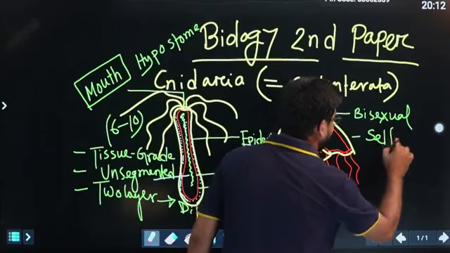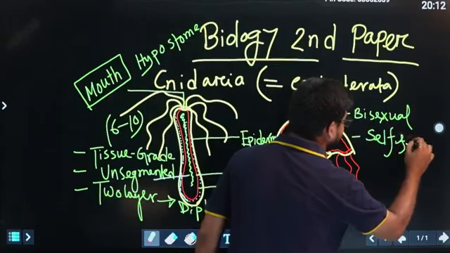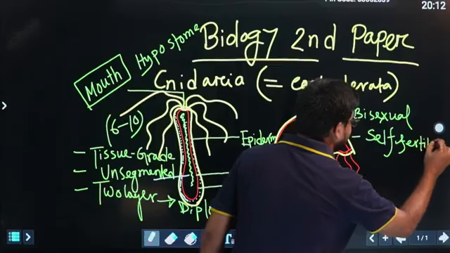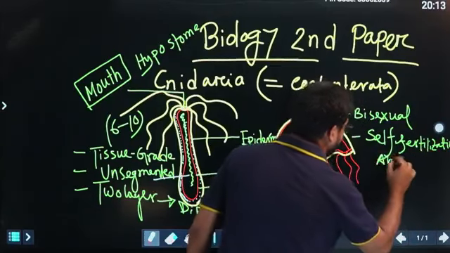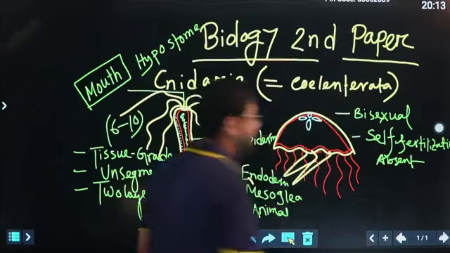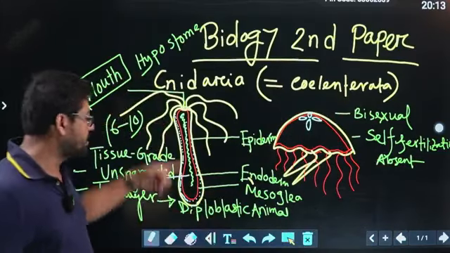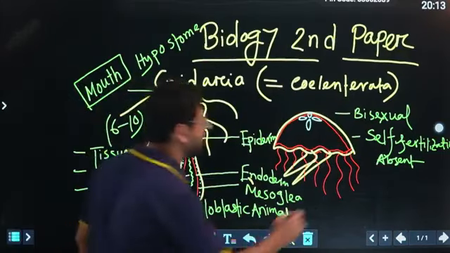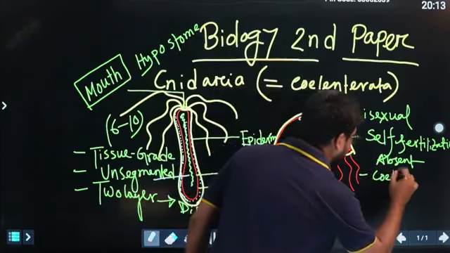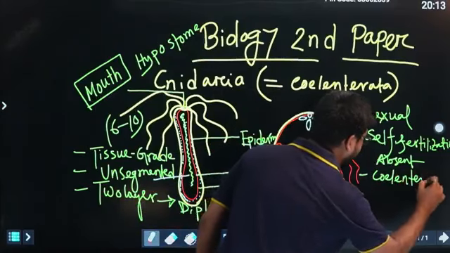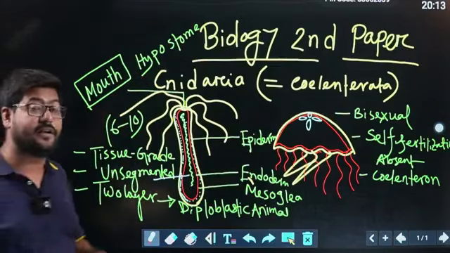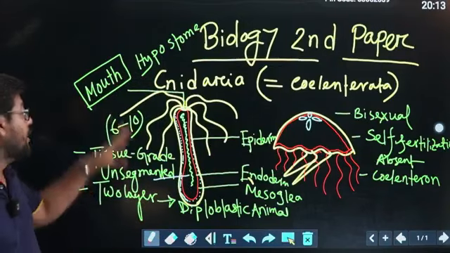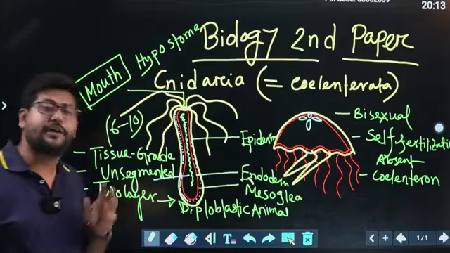Self fertilization absent. Okay, absent. Now I have said many things earlier. It contains a body cavity, and the body cavity's name is coelenteron. Okay, they have a special cell, and that cell you must know. That is the cnidoblast cell.